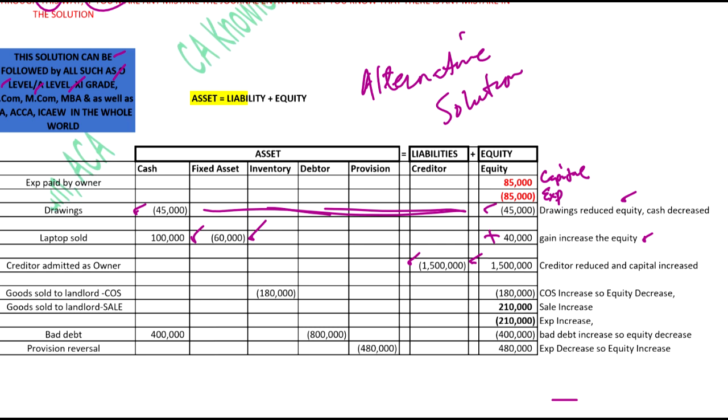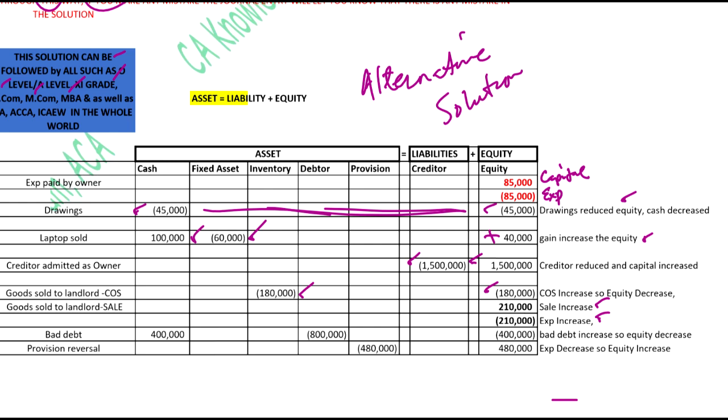Goods costing 180,000 were sold to the owner of the office building against rent of 1,000 for the month of January. Expenses increase which reduces the equity. Sale increases which increases the equity. On the other hand, cost of sales increases, so equity decreased and inventory also decreased. In this way you once again will not be able to check whether you are right or wrong.